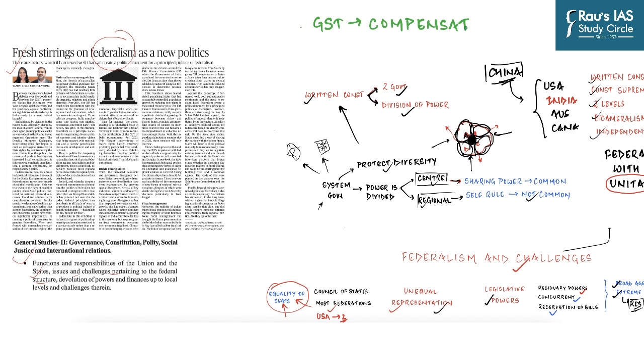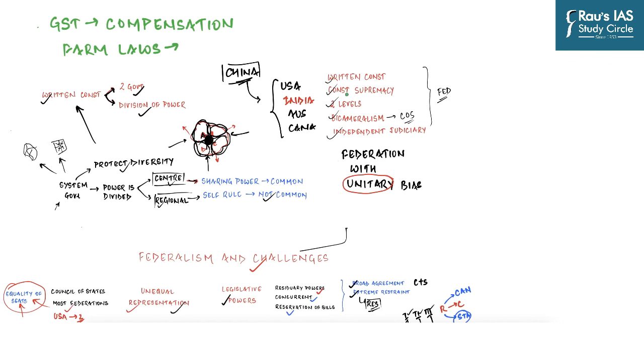Similarly, it seems like the center has transgressed into the power of the state governments. For example, the agriculture related laws, or you can say the recent farm laws which allow farmers to sell their produce outside the APMC, can be said to be an encroachment on the state list, because agriculture as a subject finds its place in the second list of the 7th schedule.